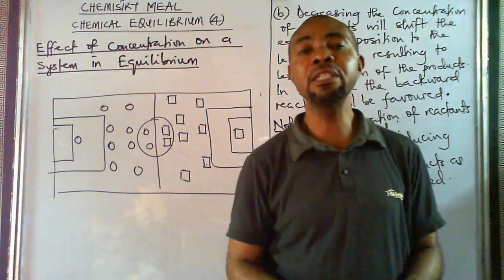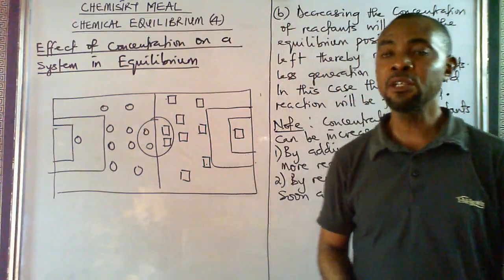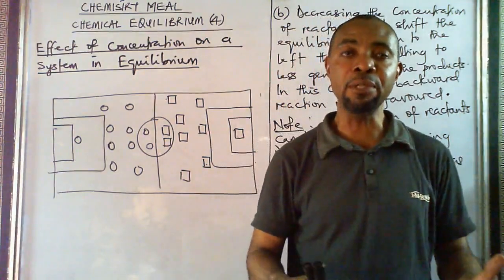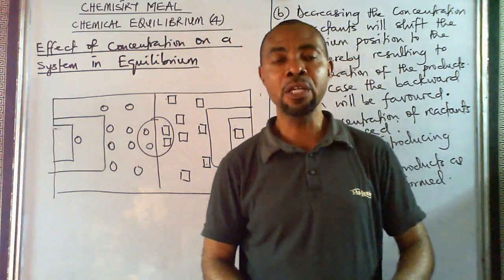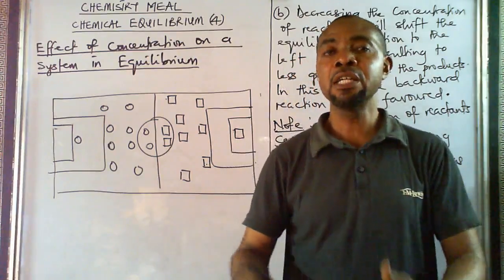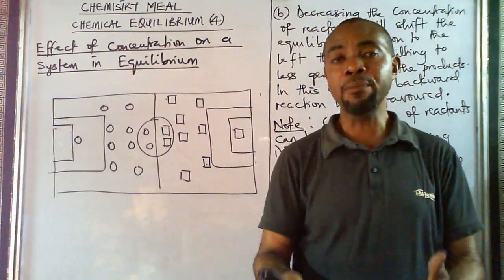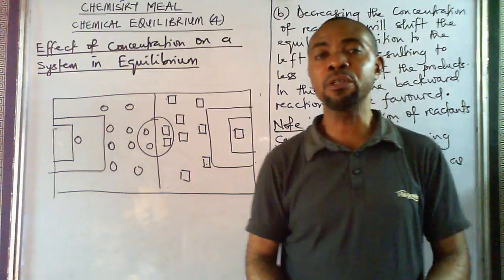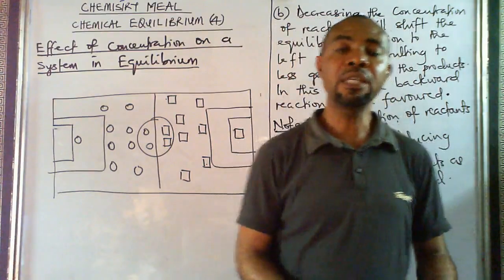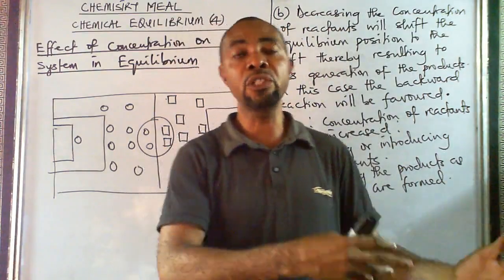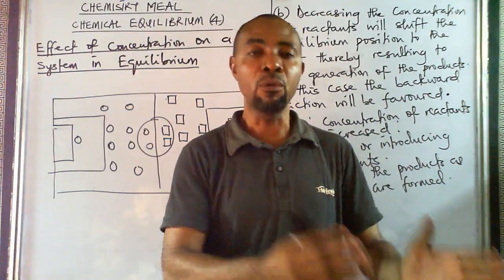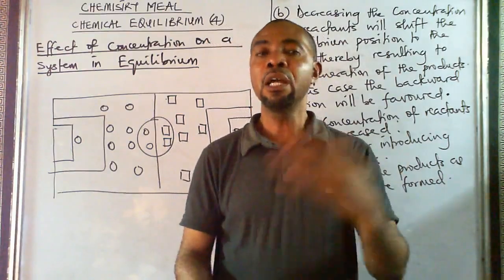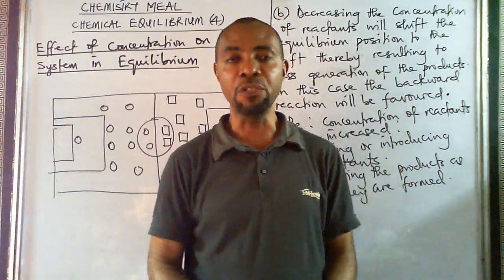Take it again. Increasing the concentration of reactants will do what? Will increase the generation of what? Products. That means the forward reaction will be what? Favored. But when we decrease the concentration of reactants, then the volume of product or the mass of product or the amount of product that will be produced will be less, meaning that the backward reaction will be what? Favored. And in that case, we say that less reactants will be used. But when you increase concentration of the reactant, more reactants will be used, equilibrium will shift to the right, more products will be formed. If you reverse it, less reactants will be used, less products will be formed, and the equilibrium will shift to the left.